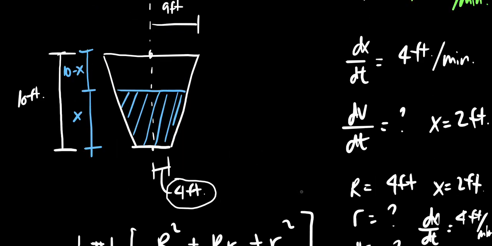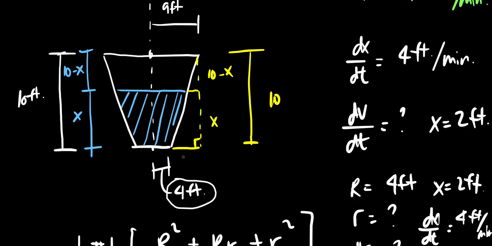So what we try to do now is relate this. Can you observe that if we draw a straight line here, and also a line here, we can form a right triangle, and we'll cross that line. The height for this one is still 10, and this is x, and this is 10 minus x. So what is the length of this one? This is 9 minus 4, which is just equals to 5 feet. And let's just denote this one by r.